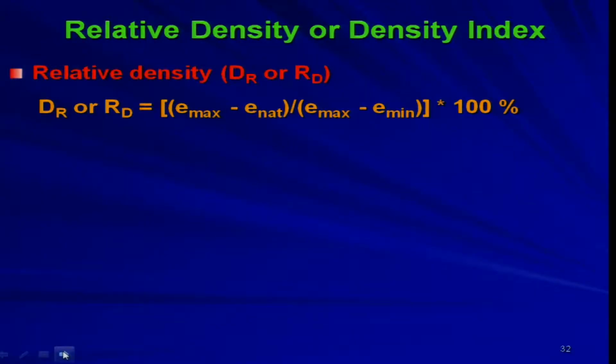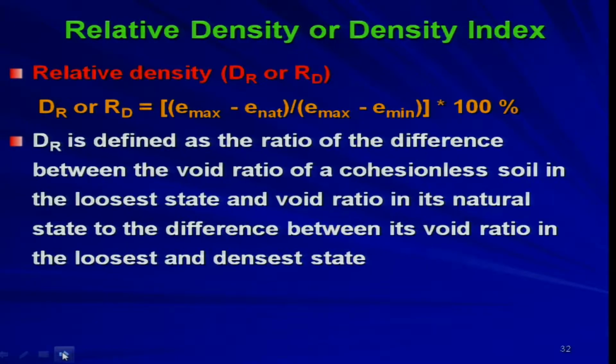So, Dr or RD is equal to (e max minus e natural) by (e max minus e min), into 100%. So, it is generally expressed as a percentage. Now, what are these e max and e natural? So, e max is the void ratio in its loosest state.